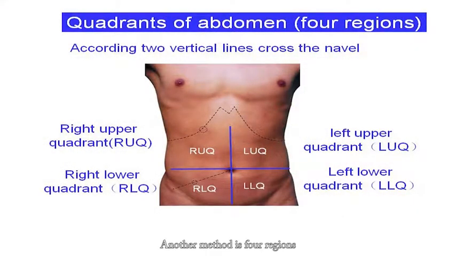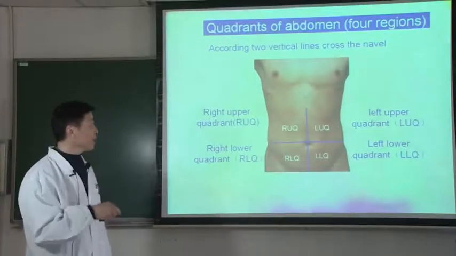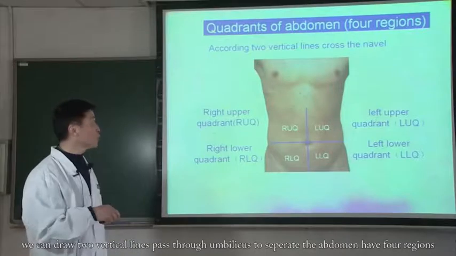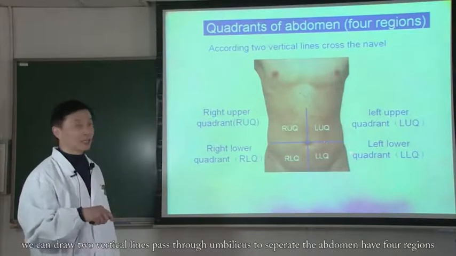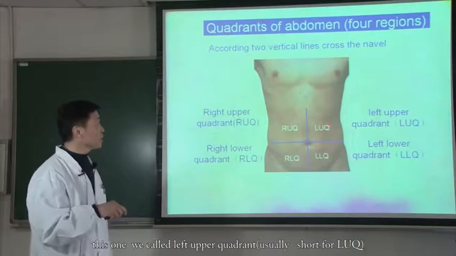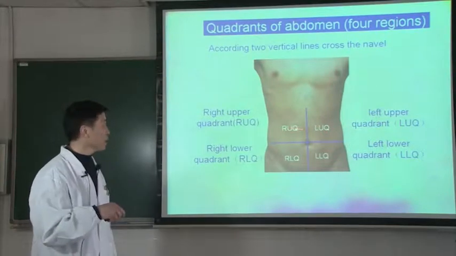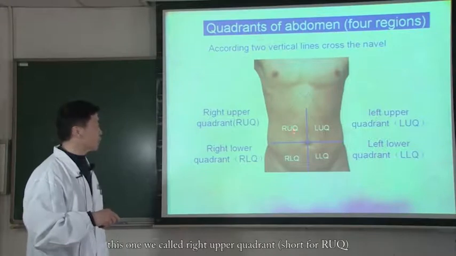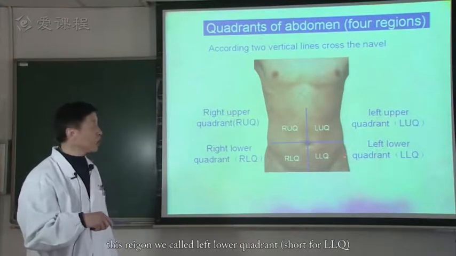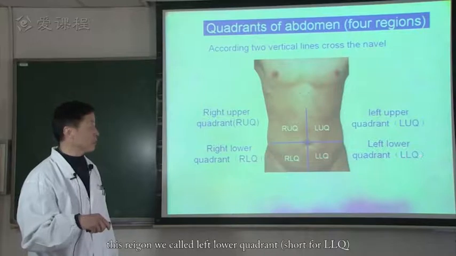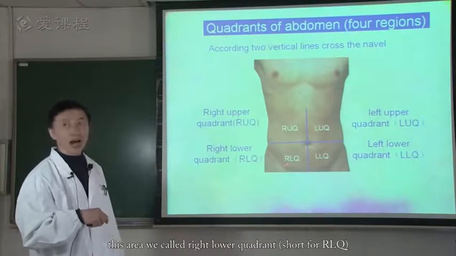Another method is four regions. This one is easy. Usually we draw two lines, one vertical and one horizontal, passing through the umbilicus. The umbilicus divides the abdomen into four regions. This one we call the left upper quadrant, short for LUQ. This one we call the right upper quadrant, short for RUQ. This region we call the left lower quadrant, short for LLQ. This area we call the right lower quadrant, usually short for RLQ.